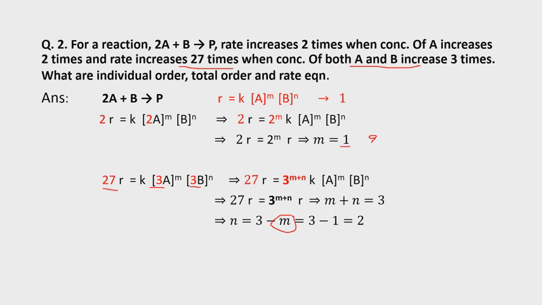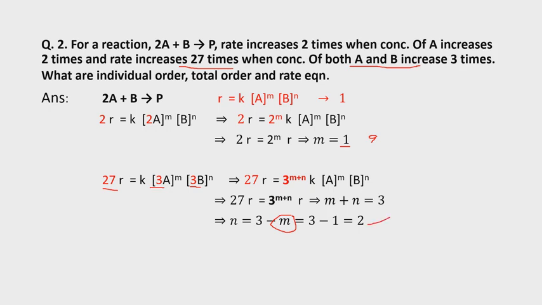So M equal to 1. 1 is the order with respect to A and N is the order with respect to B. So what is the order of B? 2. Order of A, individual order 1, order of B is 2.